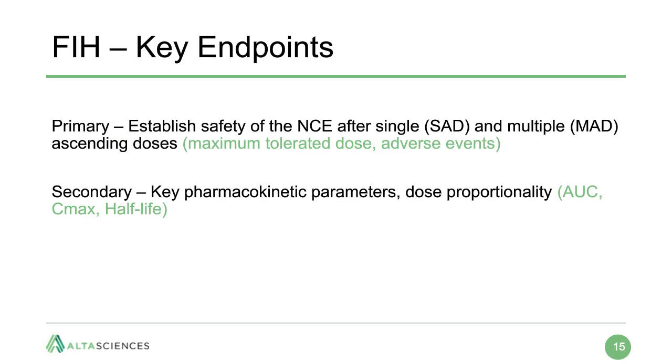And so the primary objective is to demonstrate safety after single and multiple doses, and some of the key endpoints in first-in-human studies are the maximum tolerated dose and a summary of adverse events. Pharmacokinetics are often included as secondary objectives with AUC, Cmax, and half-life as key parameters of interest. These parameters can be statistically evaluated for dose proportionality to determine whether dose increases lead to corresponding and predictable increases in exposure.